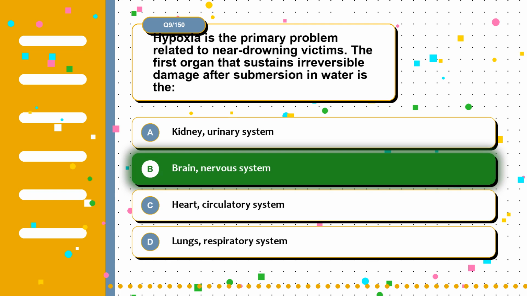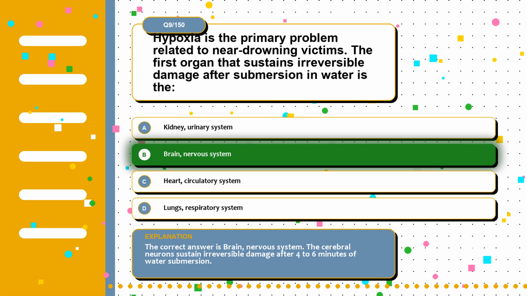The correct answer is option B. Brain nervous system. The cerebral neurons sustain irreversible damage after 4 to 6 minutes of water submersion.